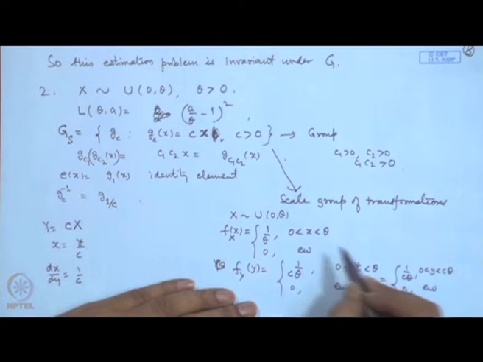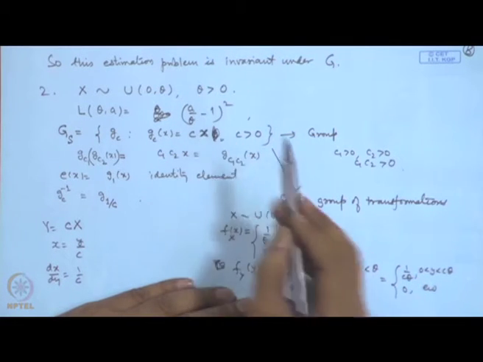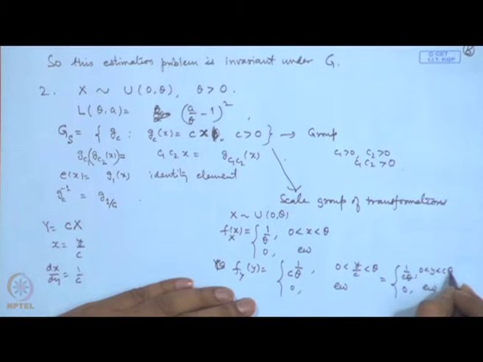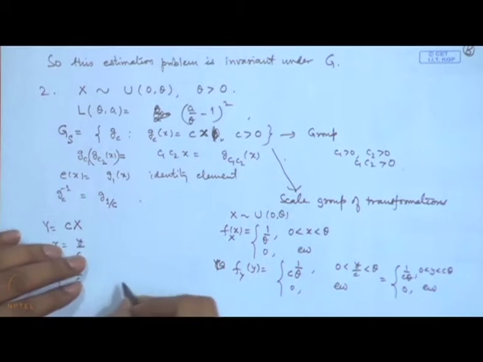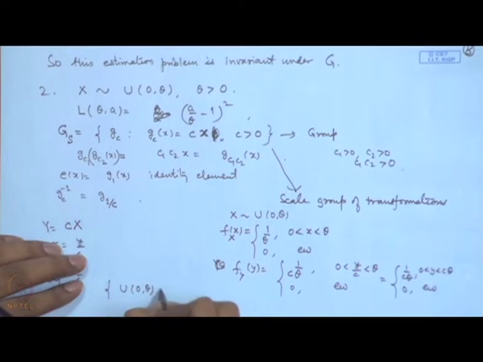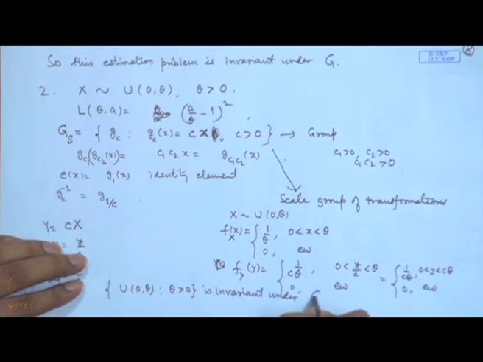Now, notice here theta is a positive number, c is positive. So, c theta is also a positive number. We can replace c theta by theta prime. So, we can conclude that the family of uniform 0 theta distributions is invariant under the scale group of transformations G_S.